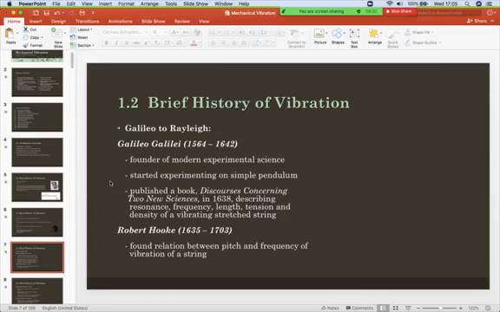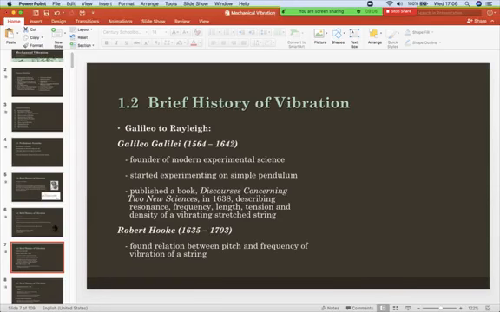He published a book, Discourses Concerning Two New Sciences, no? In 1638. So we go now to the 17th century. Describing resonance, frequency, length, tension, and density of a vibrating string. So this is now the beginning of resonance and frequency, cycles per second, and length, the x and y axis, the tension, they talk about stress and stresses, deformation and density of a vibrating string.